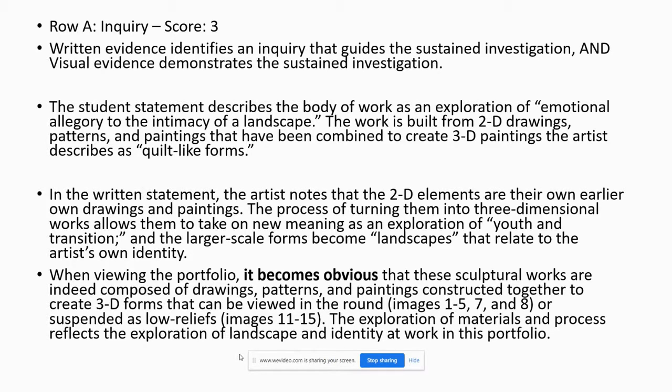What is inquiry? That's the written evidence identifies an inquiry that guides sustained investigation. So she had written something and it said what her question was, and then she did it. And she showed visual evidence that demonstrated that sustained investigation. This is basically what you're doing. You're writing a question and you're making artwork that is based on your question. And then they just go on to explain that she did accomplish that here. But if you go down to the bottom there, when viewing the portfolio, it becomes obvious that these sculptural works are indeed composed of drawings, patterns, and paintings. So she did what she said she was going to do. And so she got a score of a 3. Great.